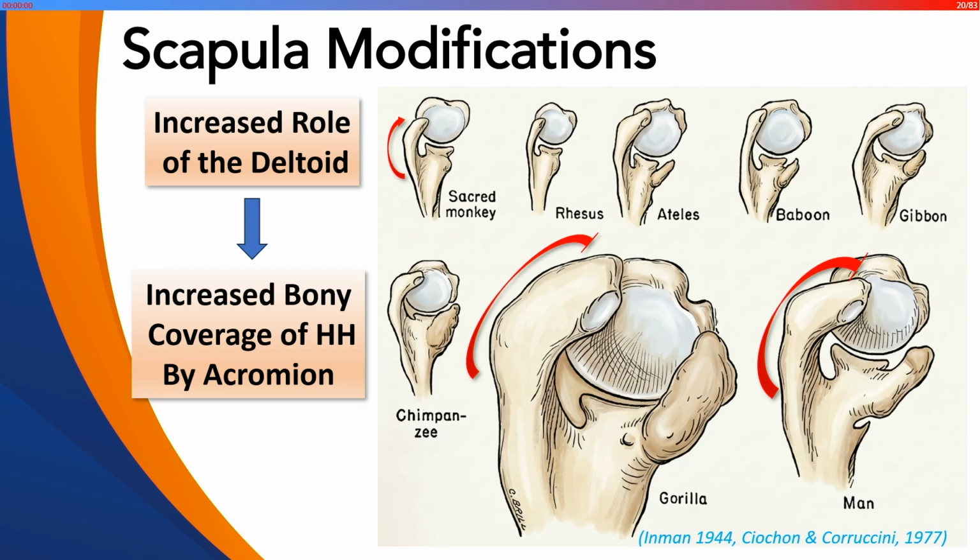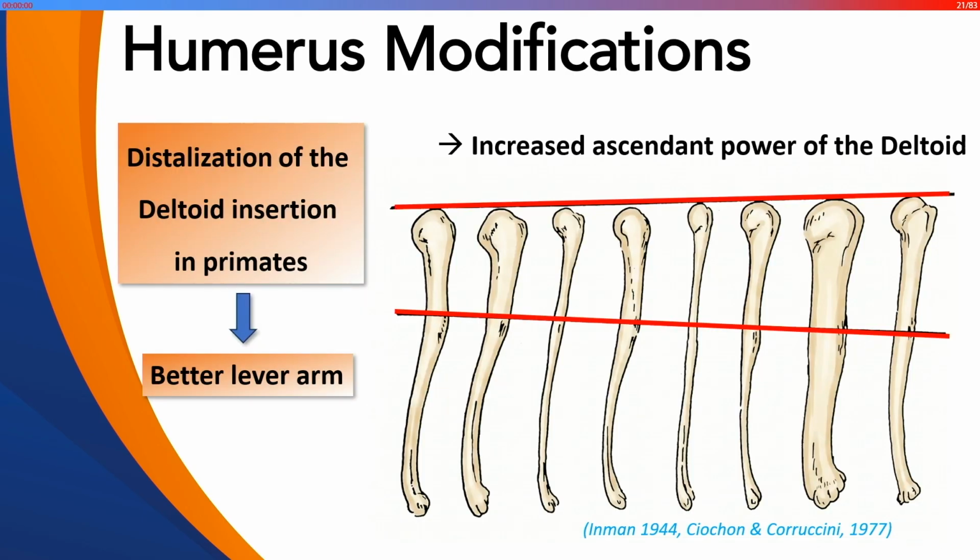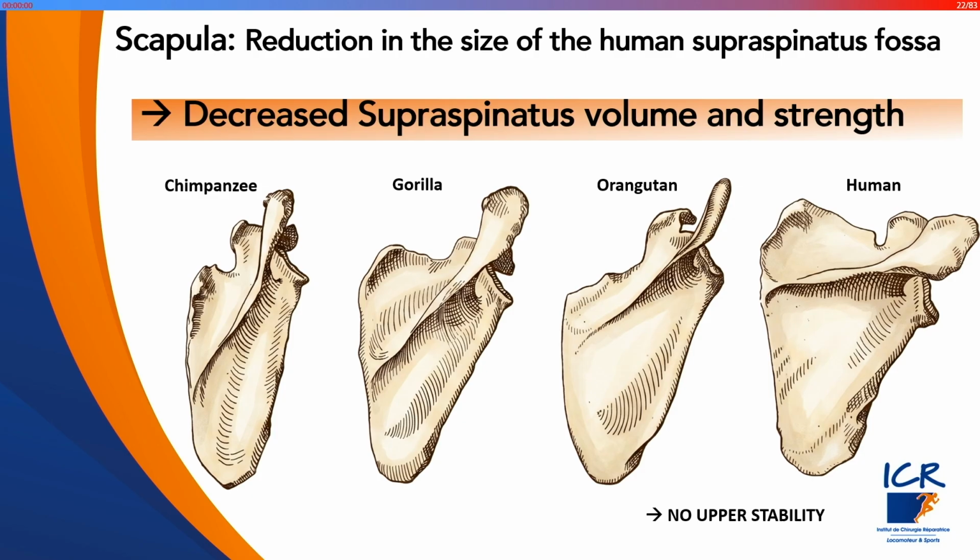The acromion, which was initially in a coronal plane, is now coming laterally and more anteriorly. You can see the evolution because of the increased need for the deltoid to be attached and to be stronger to use the upper limb. And this was followed by a distalization of the deltoid insertion in primates, because of a better lever arm needed. And this leads to increased power of the deltoid and, of course, decreased power of the rotator muscles. So you can see the decreased supraspinatus volume and strength from the chimpanzee to the human.